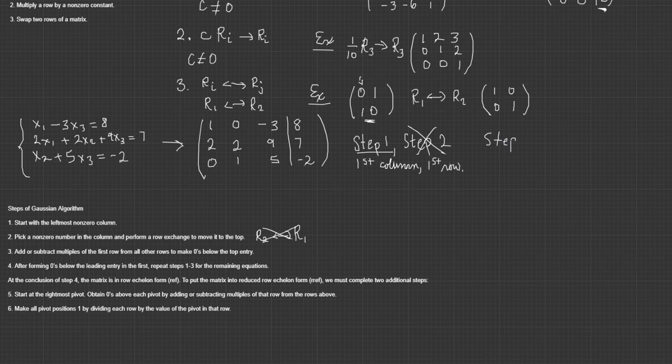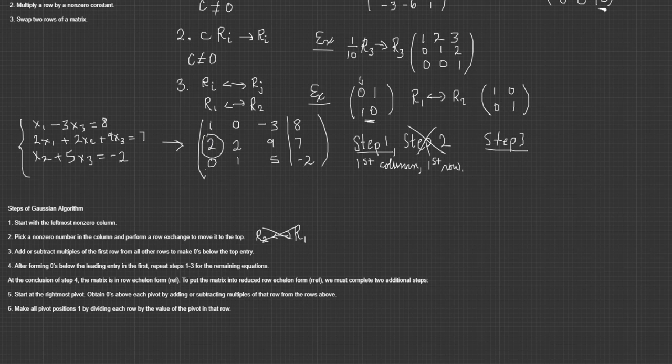So at step 3, which says add or subtract multiples of the first row from all other rows to make zeros below the top entry. So in our case, what we want is to have zeros below the 1. Like we don't want this 2, for example. We want to get that 2 to become a 0.